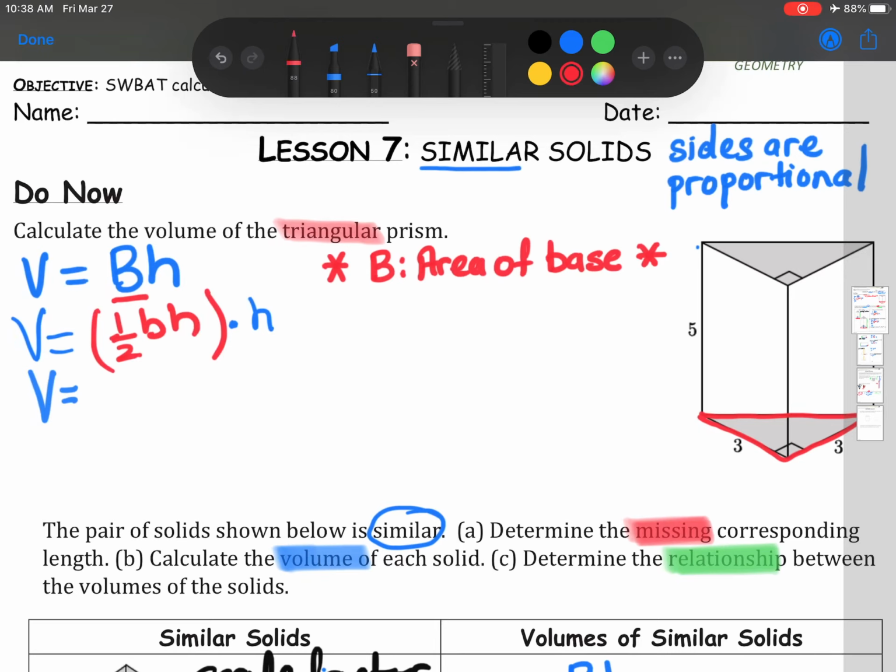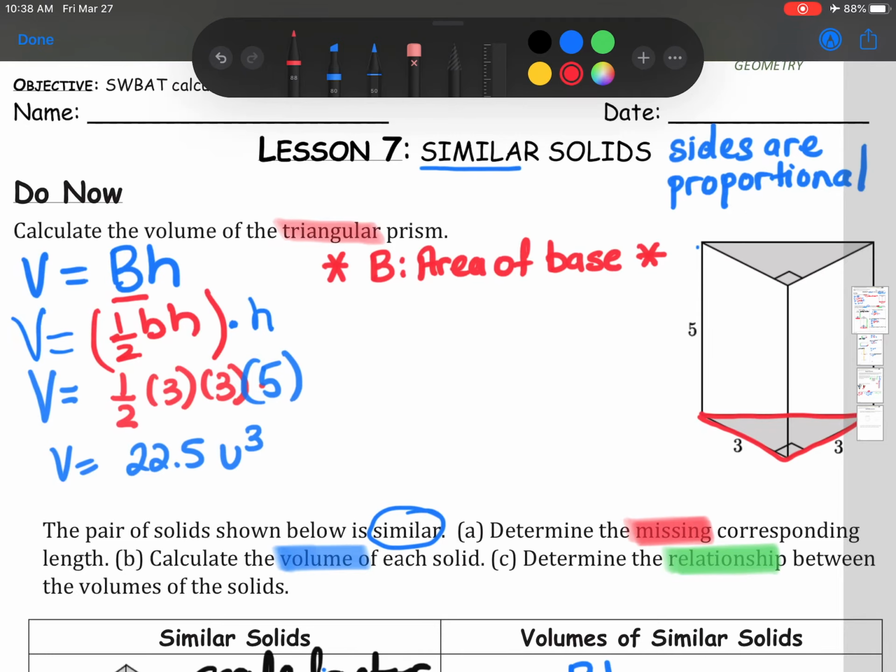So we're going to substitute in the dimensions. 1/2, the base of the triangle is 3, the height is 3, and H is what? 5, right? Put that in the calculator and you get 22.5 units cubed. The only tricky part here was understanding what the big B means. It is the area of the base. We keep saying it to you and you need to understand that very clearly.